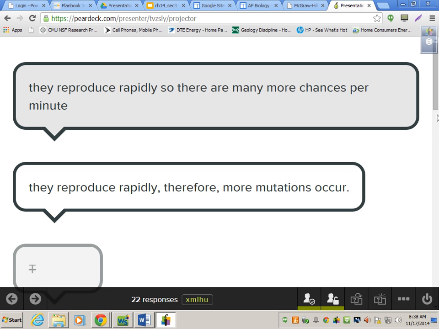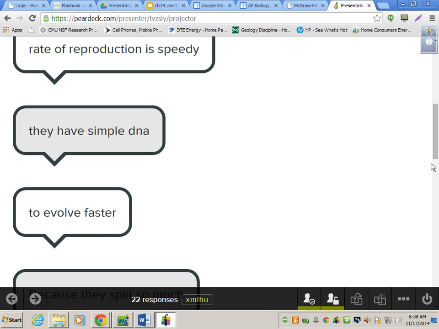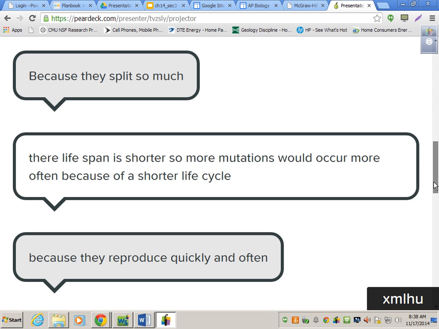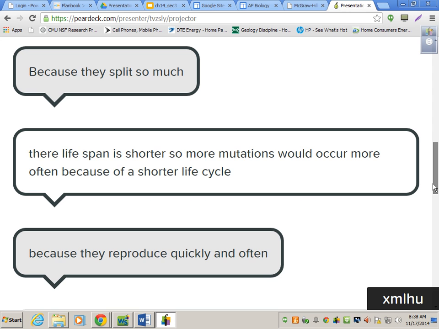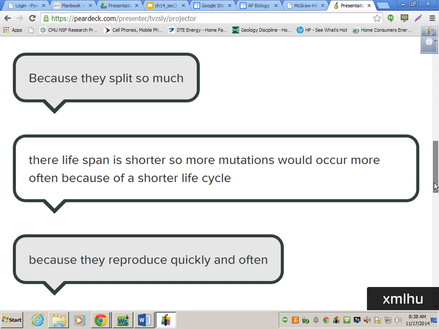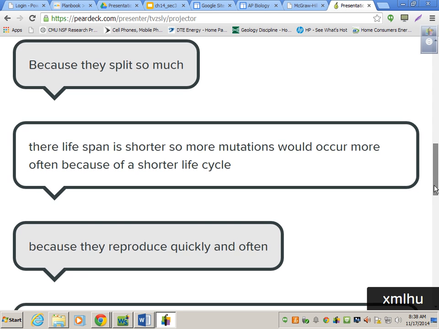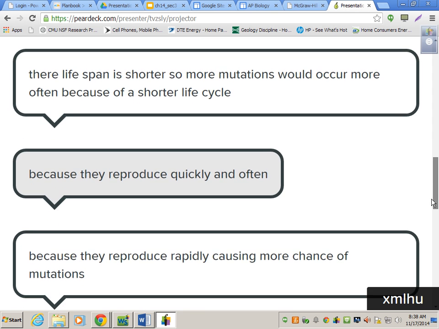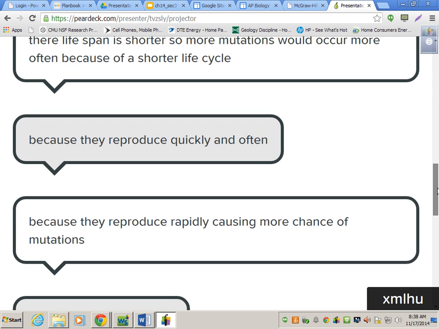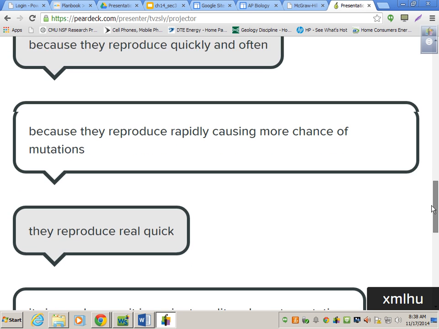Okay, they reproduce rapidly, therefore more. Okay, but why is what I'm looking for. They have similar DNA. Okay. Because they divide. Oh, they have more generations, right? Think about us. We reproduce maybe every 80 years per person, whatever, a couple times. They reproduce hundreds of millions of times a day. That's a lot. Okay. Shorter lives. Okay, kind of like that in a way. Even if they could live a really long time, they still reproduce a lot. They reproduce quickly and often.